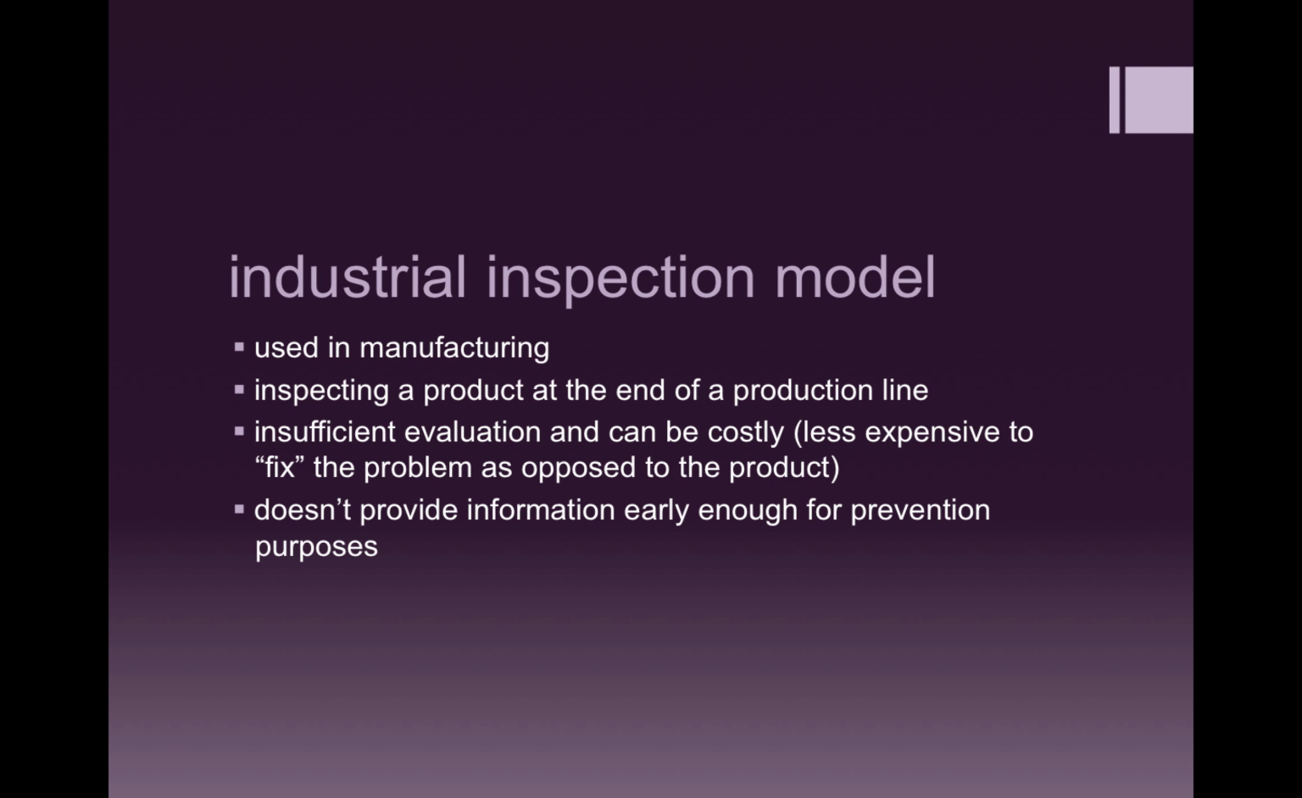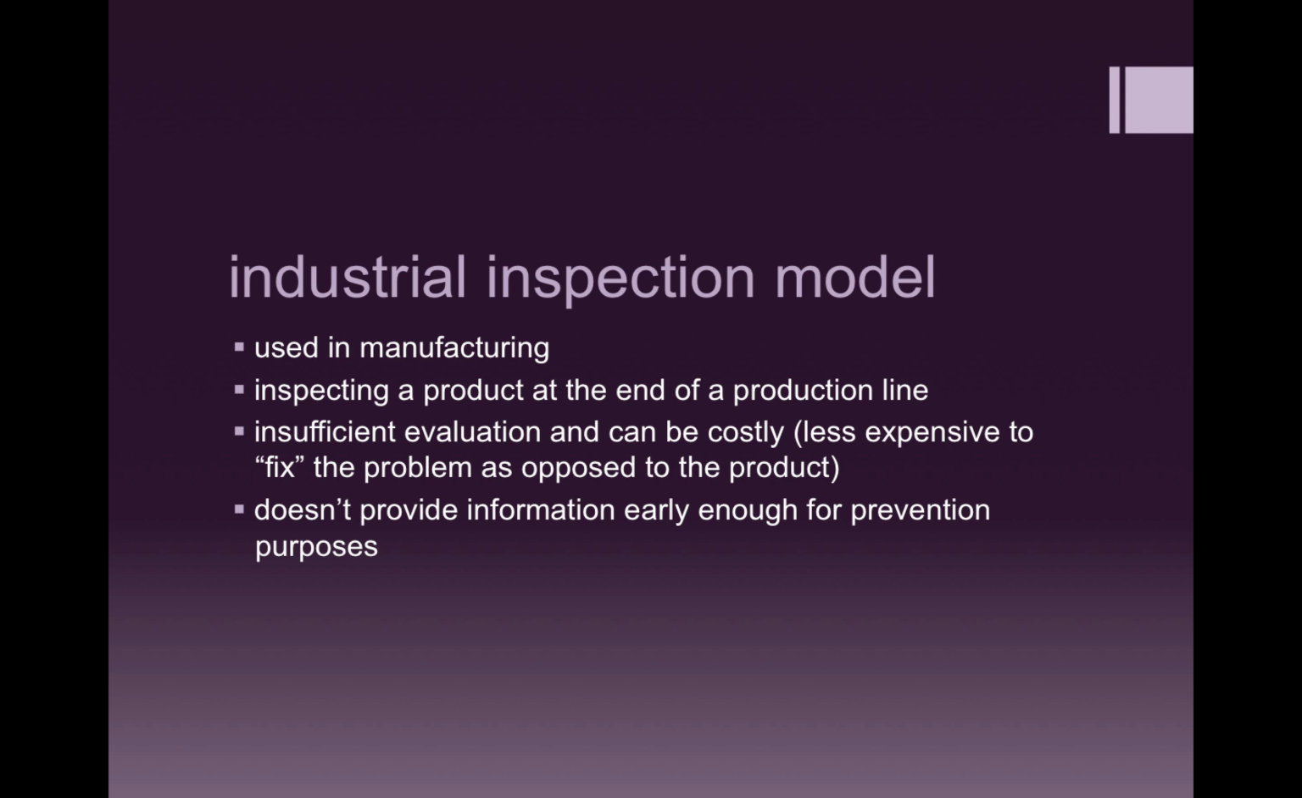The industrial inspection model typically was used in manufacturing, and it is sometimes still used today. It involves inspecting a product at the end of a production line, and then if there's a problem with it, fixing it and putting it back into circulation to sell. This evaluation can be very costly because it's actually less expensive to identify the problem prior to it happening and then fix that, rather than fixing all the products that have mistakes or problems with them.